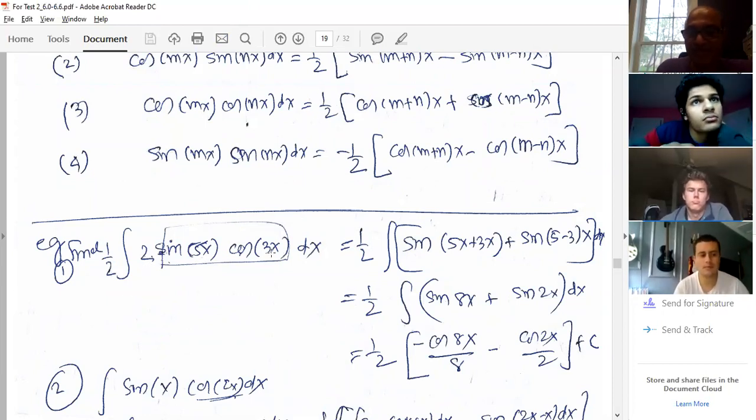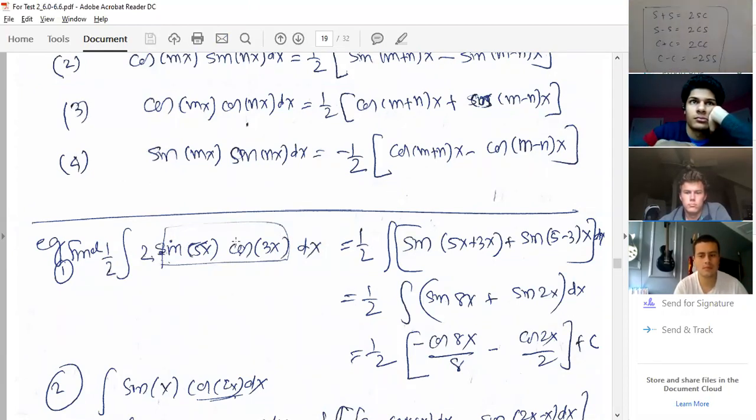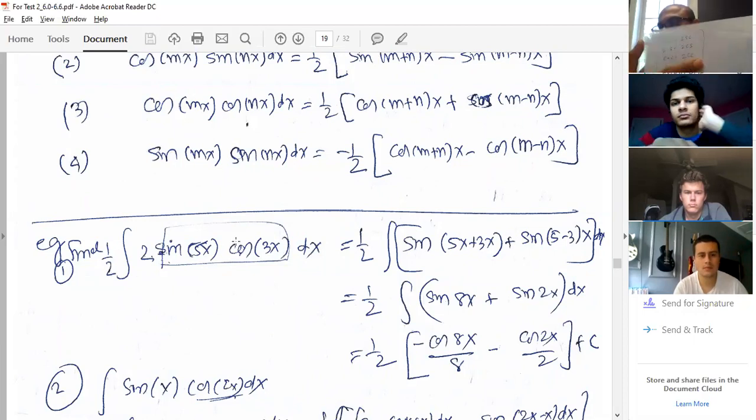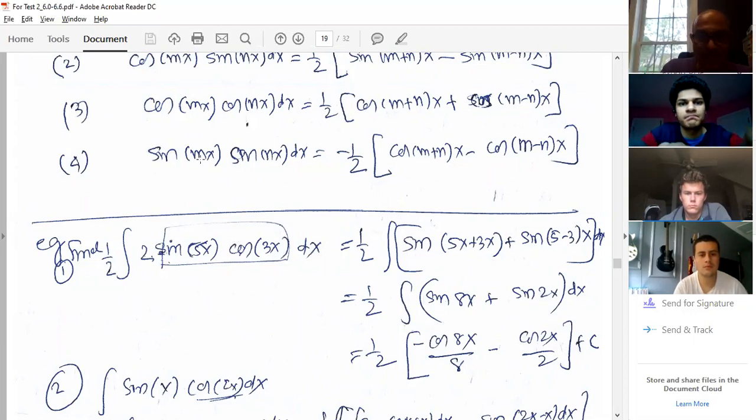See, sine 5x cosine 3x. Let me divide and multiply it by 2 so that I will be having the 2sc form. 2sc means 2sc. Can you see my first form, 2sc? Look at the right-hand side, please, because products are there on the right side. So 2sc, yes, becomes s plus s. So I have to write sine plus sine.